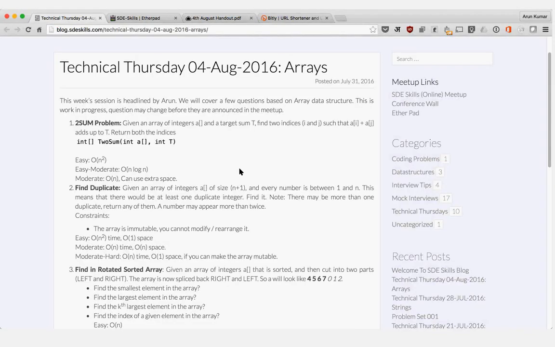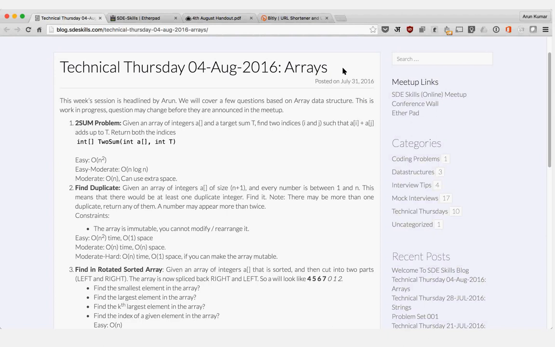Does anyone know what we can do for threesome? Basically, finding the numbers which add up to a given number, but with three numbers instead of two.